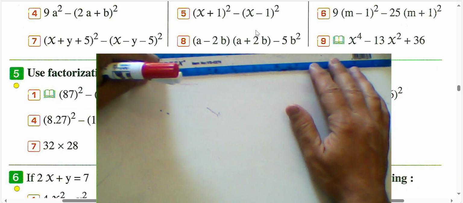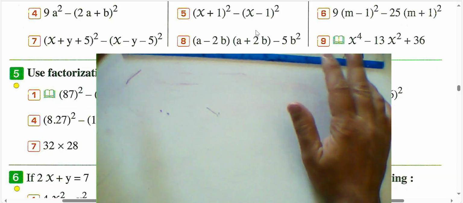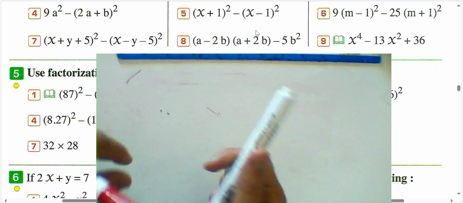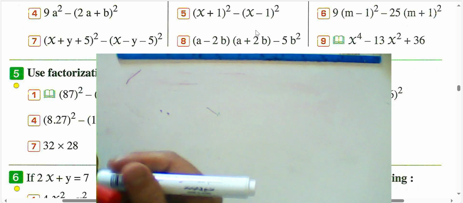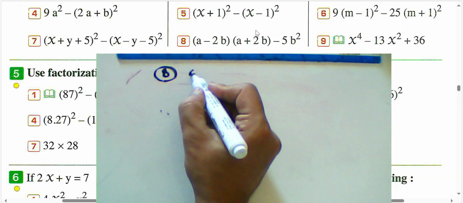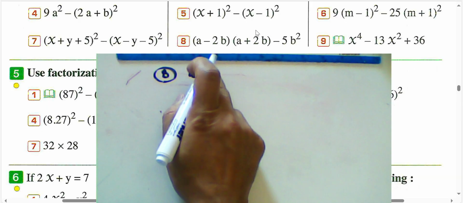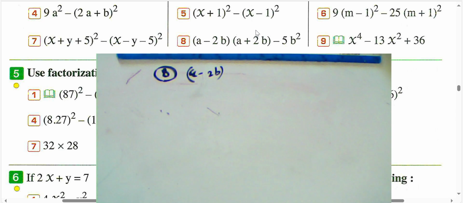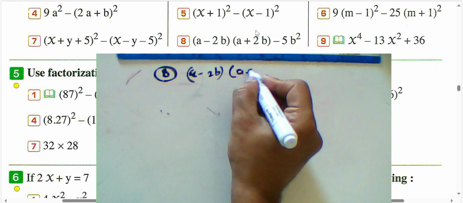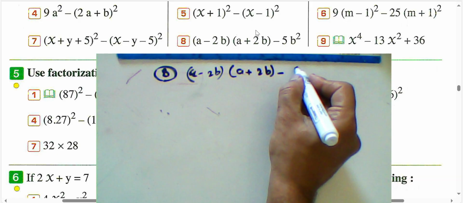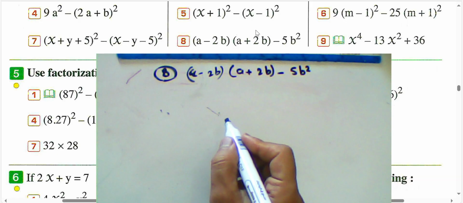Next question, number 8. a minus 2b, product by a plus 2b, subtract by 5b power 2.